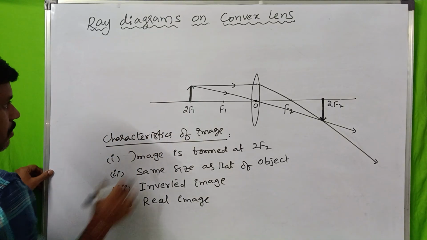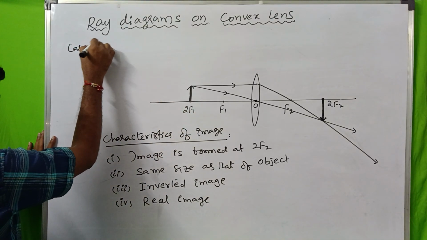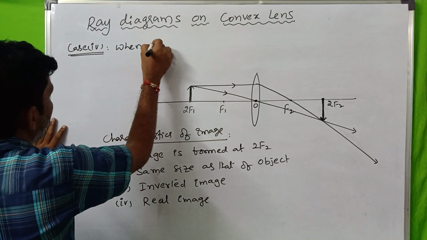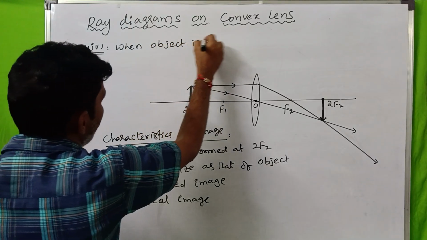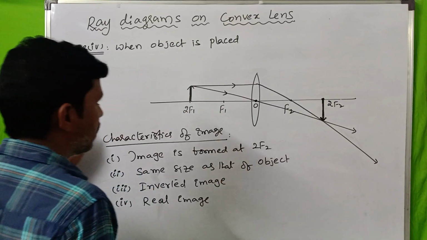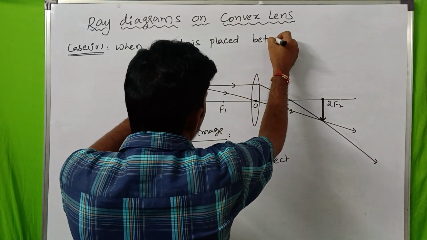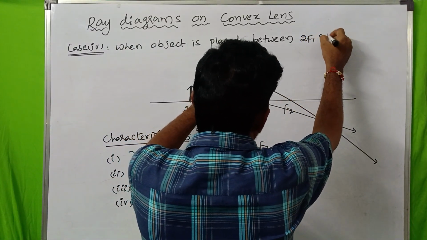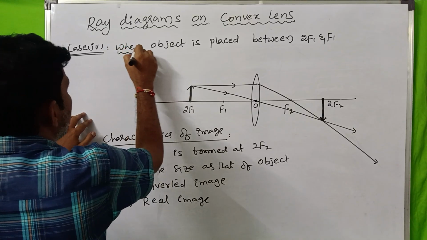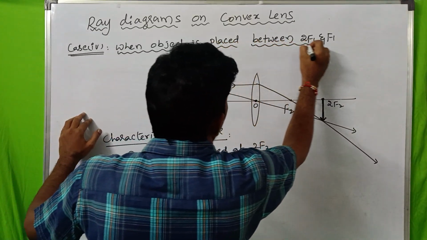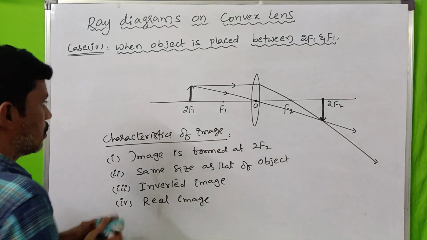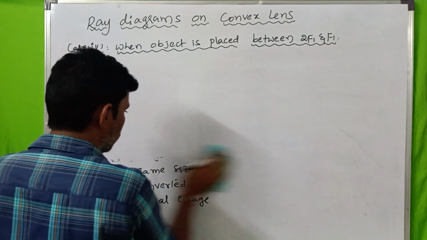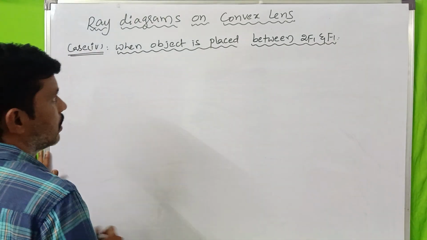What is the case for? Case 4. The object position will be changed: when the object is placed between 2f1 and f1. So let us draw the ray diagram.